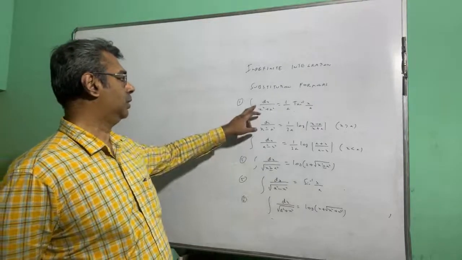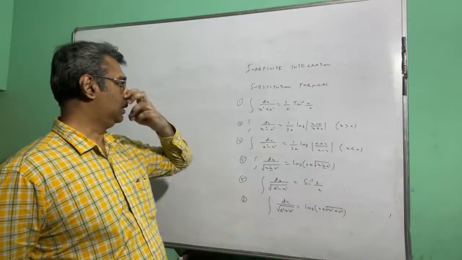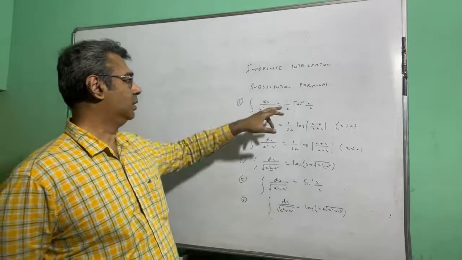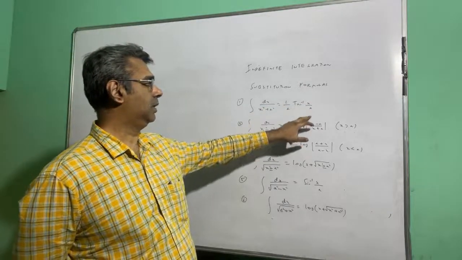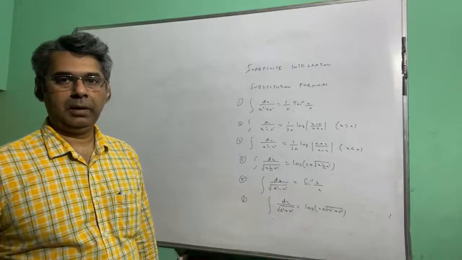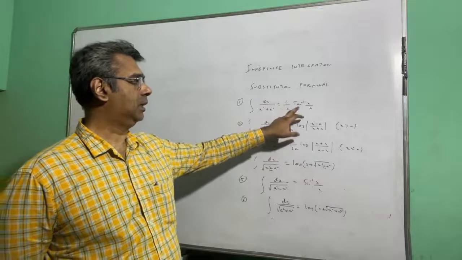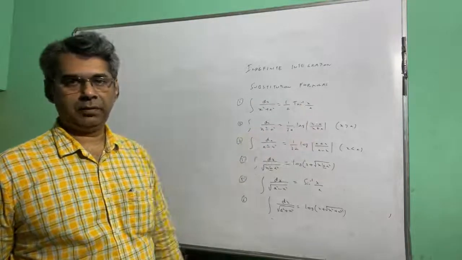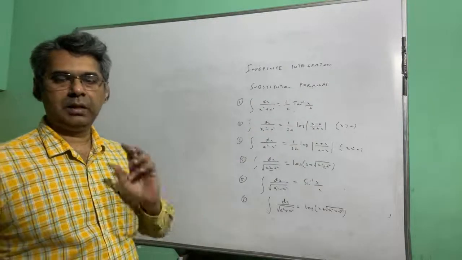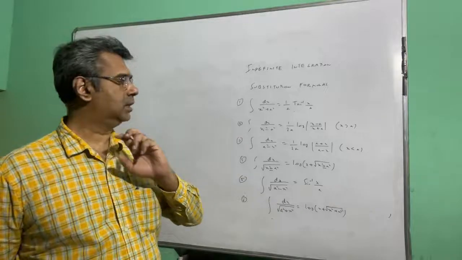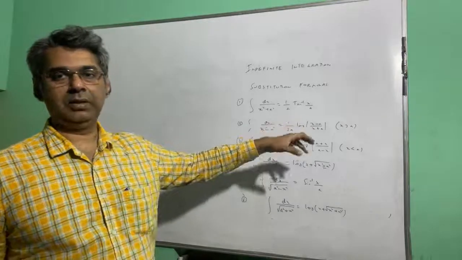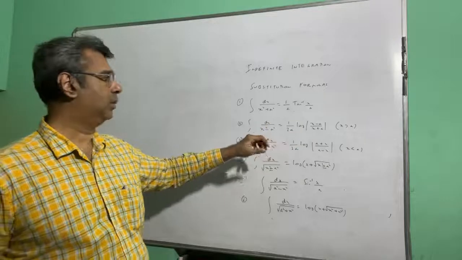So the first formula is dx by x square plus a square. The answer will be 1 by a tan inverse of x by a, right? Dx by x square plus a square is 1 by a tan inverse of x by a. This is the formula, right? I'm just reading it loudly so that in case there is an issue with the size of the handwriting, you can just listen to me and note it down.